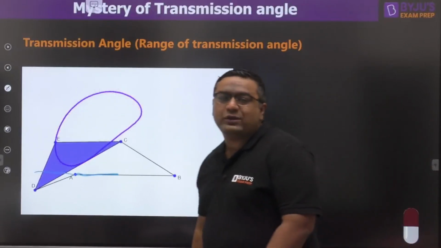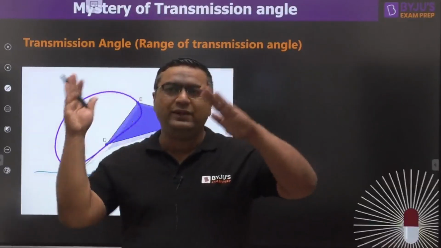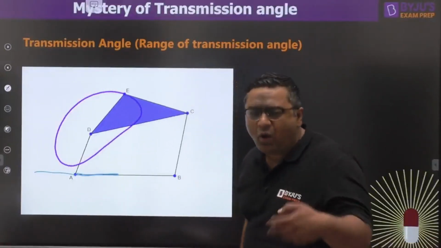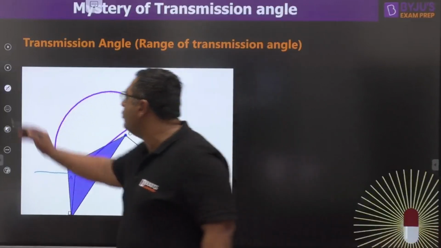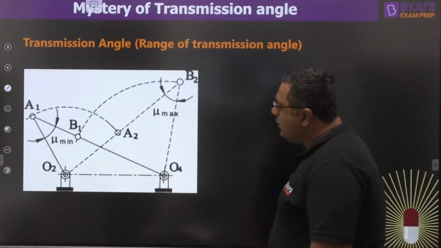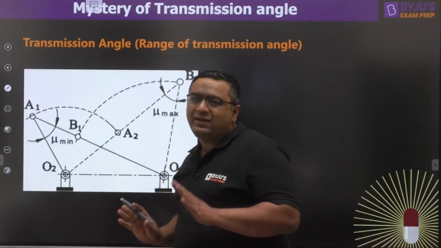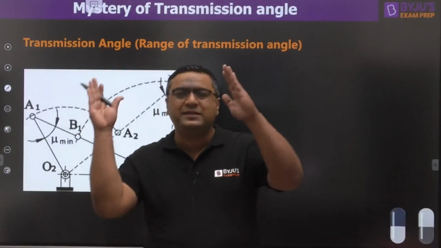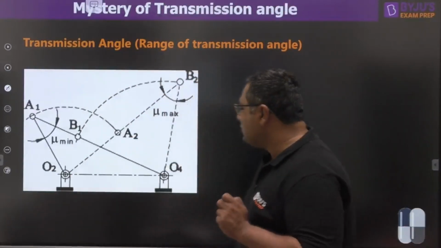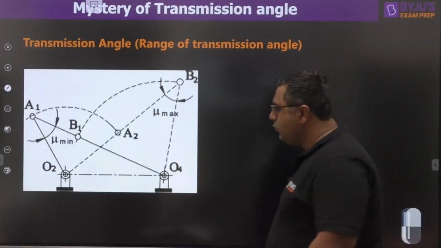But my dear, when we are talking about a double rocker mechanism, when there is no crank available, when both are rockers, how do we find out minimum and maximum mu? For that we need to take care like this. When the mechanism is double rocker, there is no complete crank. In that condition, how will you find out mu minimum and mu maximum?